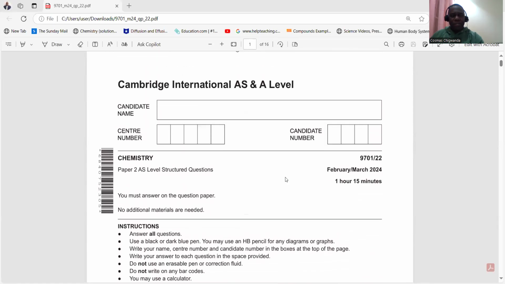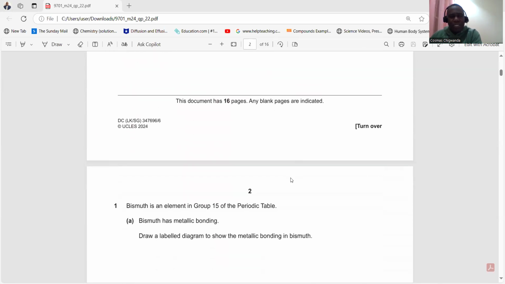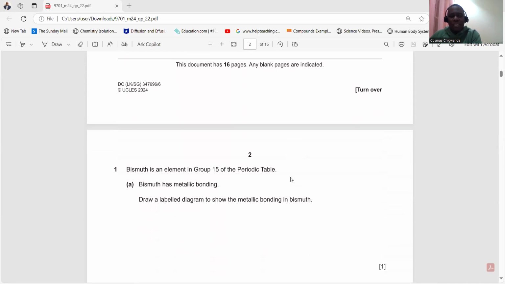Good day, students. Today we are going to look at this paper, which was March 2024. It's paper 2 AS level structured questions. We're just going to look at question number 1. It was talking about an element which is called bismuth. It's an element in group 15 of the periodic table.